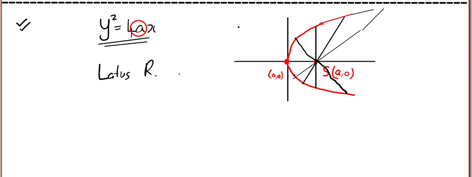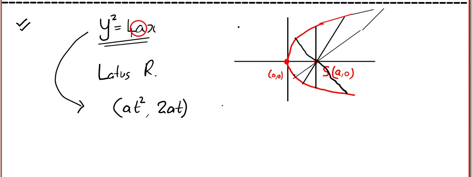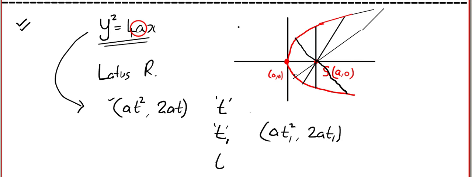The second thing I want you to understand is the parametric form of a parabola is at square, 2at, and it is nicknamed as t of the parabola. Or if someone mentions t of the parabola, you have to take at square, 2at. And if someone says t1 of the parabola, it means the specific point at1 square, 2at1. And if someone says t2 of the parabola, at2 square, 2at2.